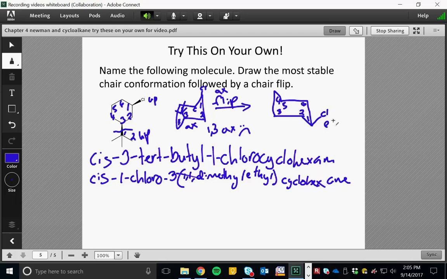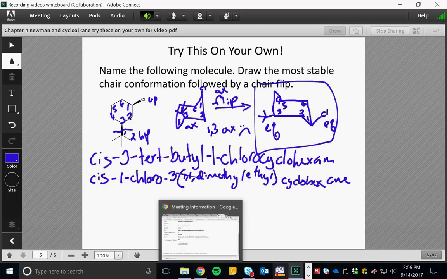So this chlorine now is in the equatorial position. And then carbon number 3, he'll also be in the up position, which is also equatorial. So the left-handed chair is the more stable chair for this particular conformation.